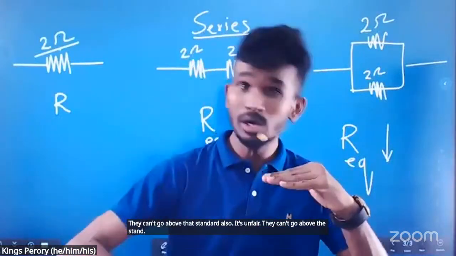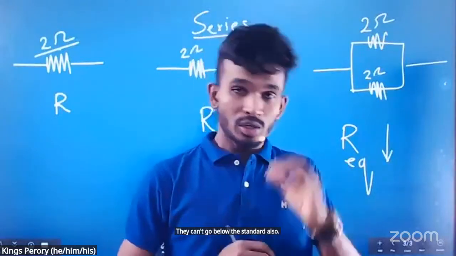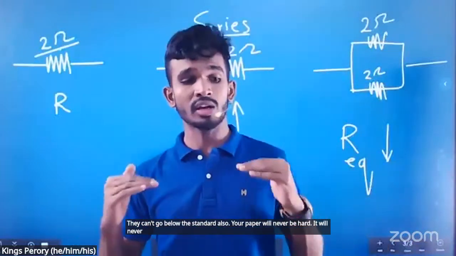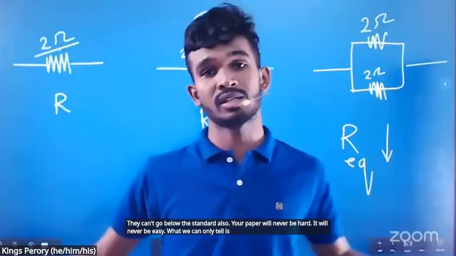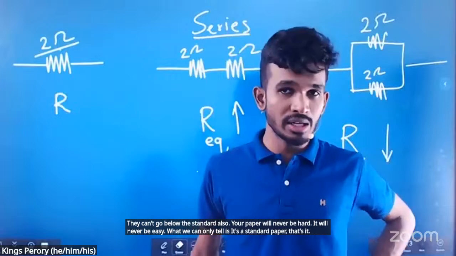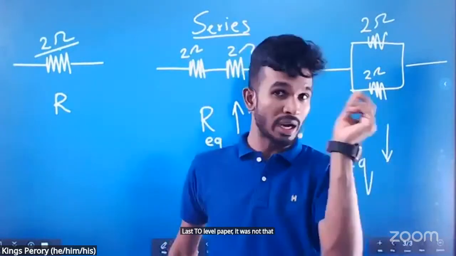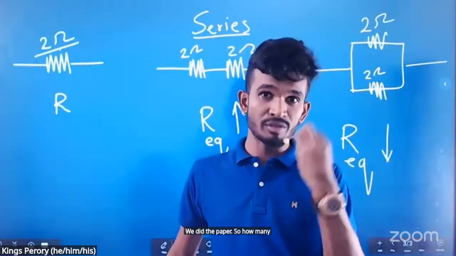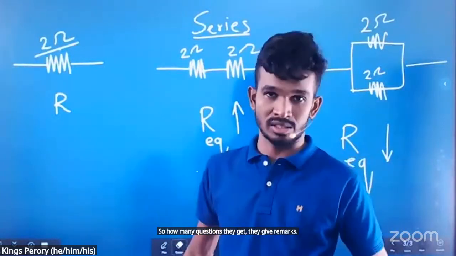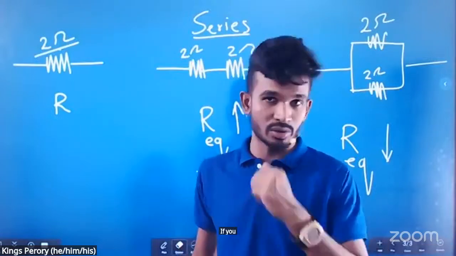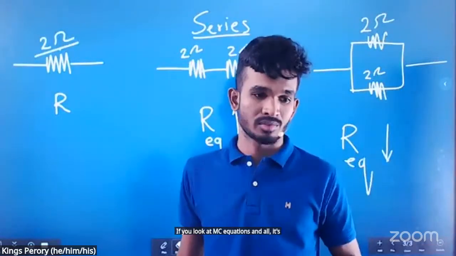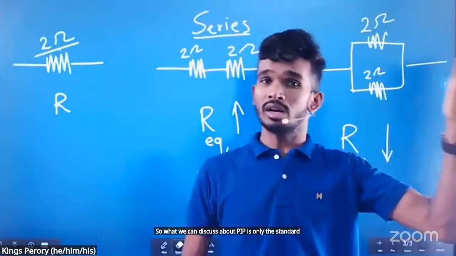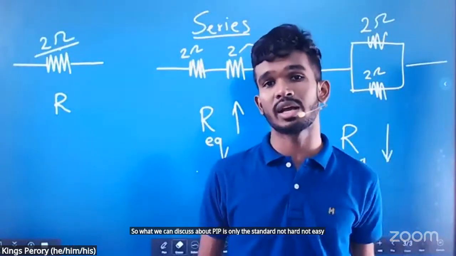They can't go below the standard also. Your paper will never be hard. It will never be easy. What we can only tell is it's a standard paper. That's it. Now, last year's O-level paper was not that standard. If you look at the marking, so many questions they gave free marks or 2 or 3 answers correct. If you look at MCQ questions and all, it's not that standard. So what we can discuss about a paper is only the standard, not hard, not easy. It will be to a certain standard.